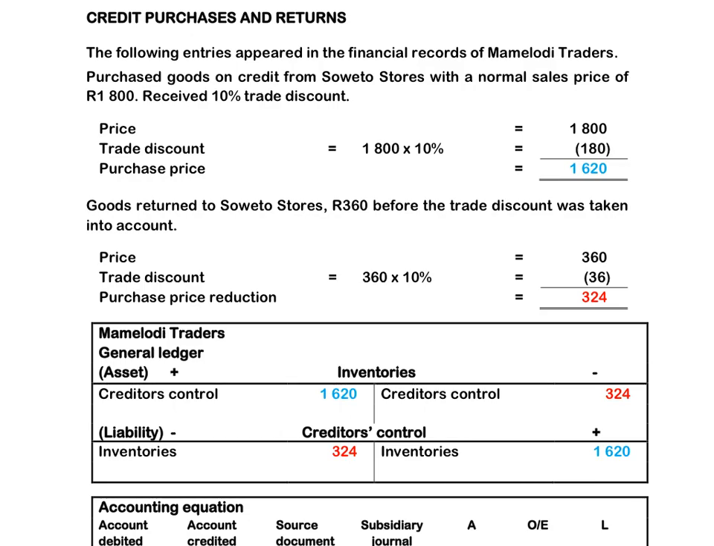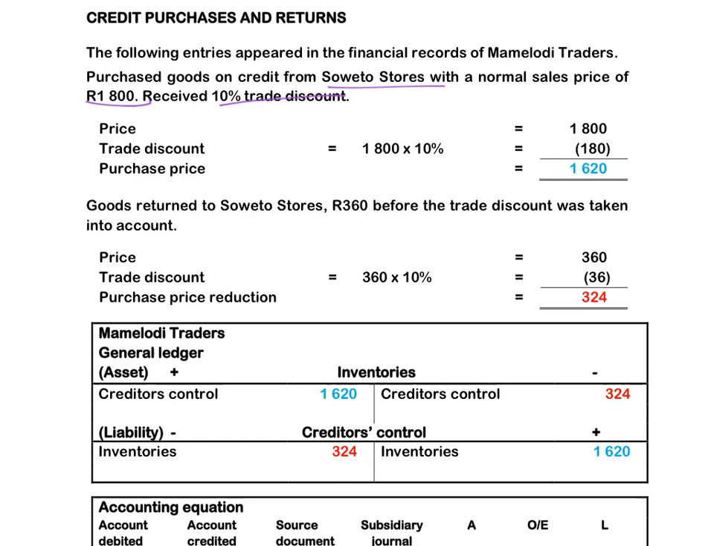Good morning. We will pay attention to credit purchases and returns to creditors. Purchase goods on credit from Soweto stores with a normal sales price of 1,800, and then we receive a trade discount of 10%. Suppliers will encourage people to buy in bulk, and then they will give them a trade discount so that you pay less if you buy in bulk.